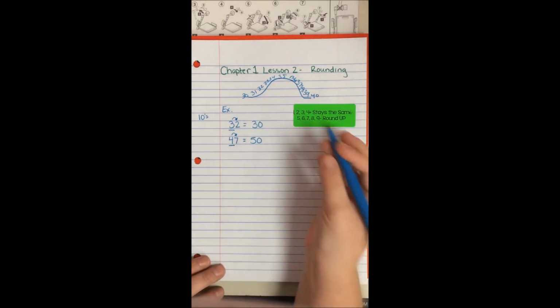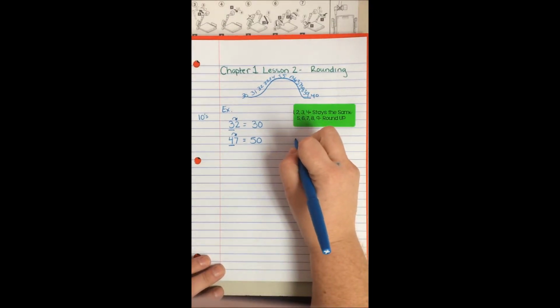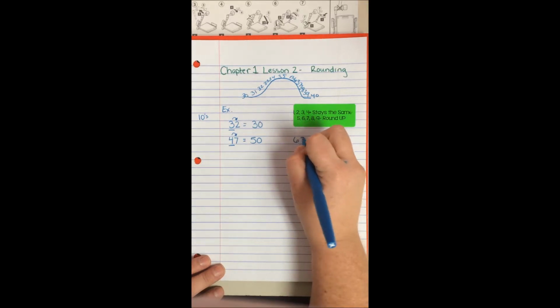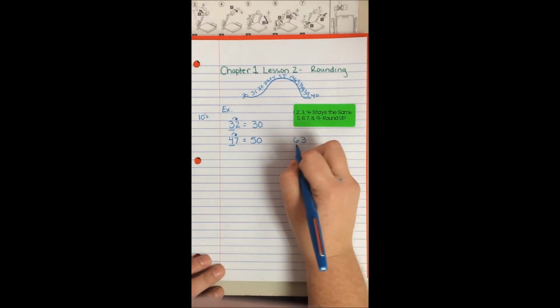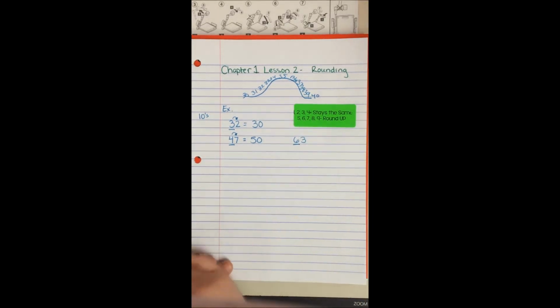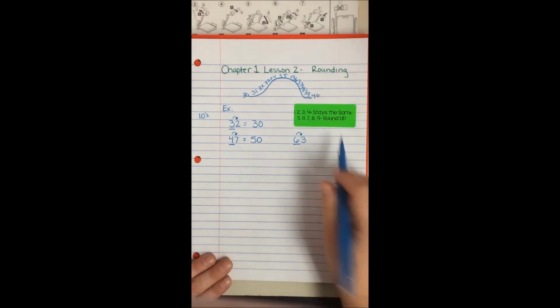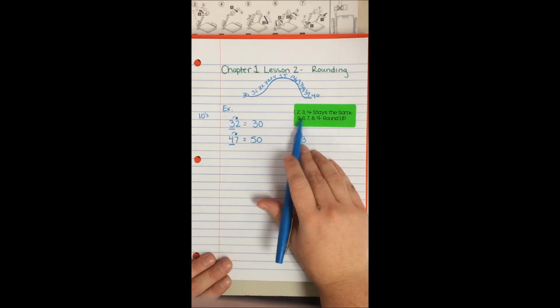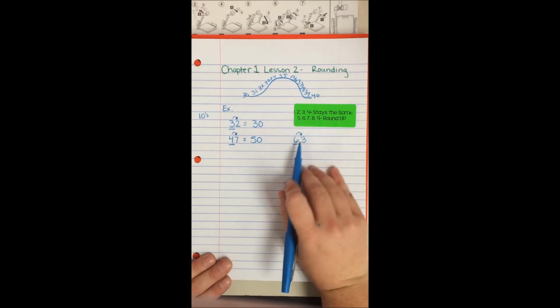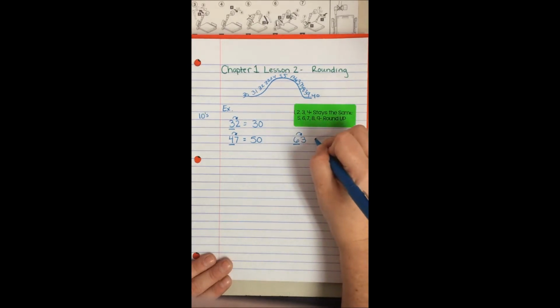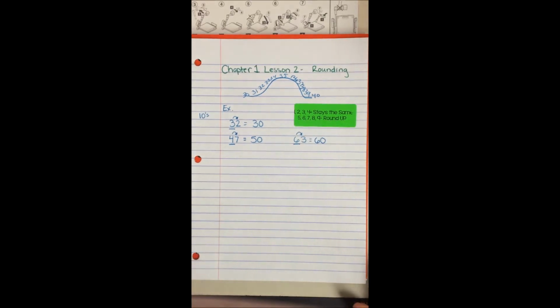One more example in the tens place, we can go with the number 63. I look in the tens place, I have a 6. I go next door, the number is a 3. My rule says that 1, 2, 3, and 4 stays the same, so my 6 is going to stay the same, and then the 3 becomes a 0.